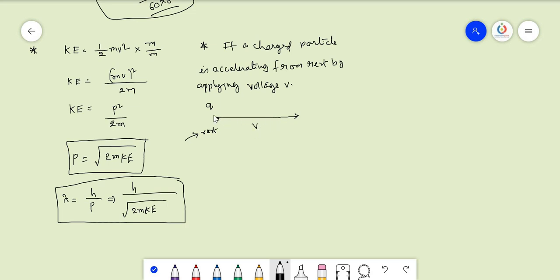So when voltage is applied, this charged particle starts moving in a particular direction and has some kinetic energy. So the kinetic energy difference, the change in kinetic energy from this particular point to this particular point, can be calculated by the work energy theorem, which we actually discussed in physics. So change in kinetic energy equals the work done by applying the voltage.